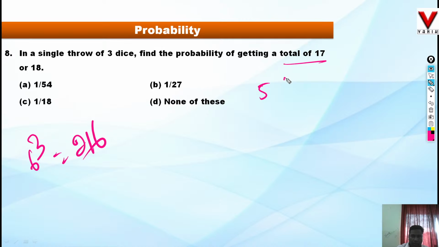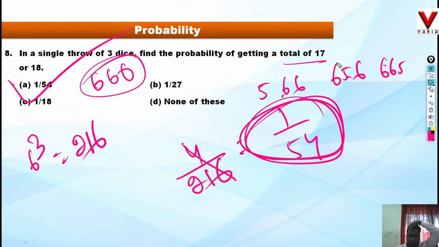1, 2, 3, 4. 4 by 216. 4 by 216 means 1 by 54. Answer 1 by 54. Option A is our correct answer.